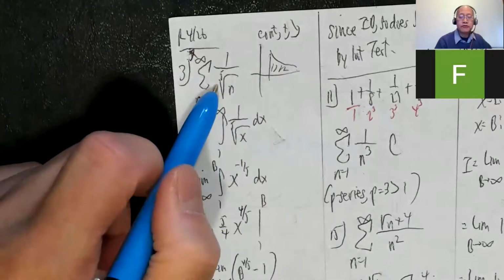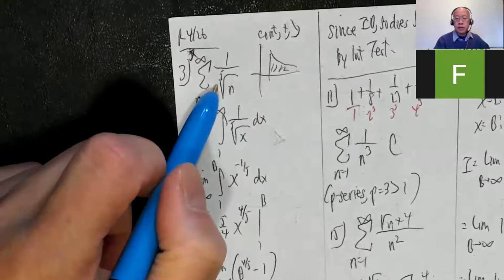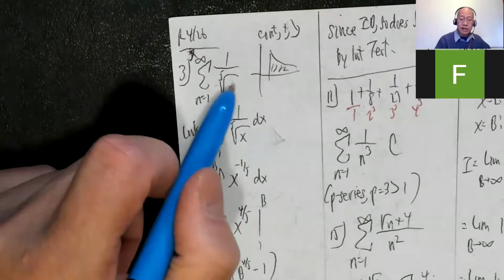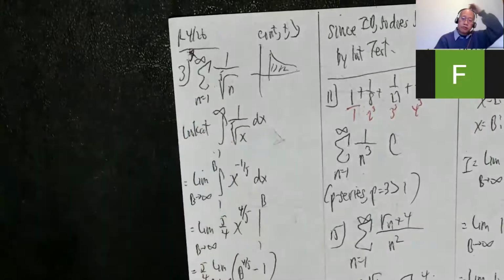So how can I tell if this converges or diverges? Look at the corresponding integral. You say, how do you know what to integrate? You basically integrate this, just change n to an x. And you integrate from 1 to infinity.